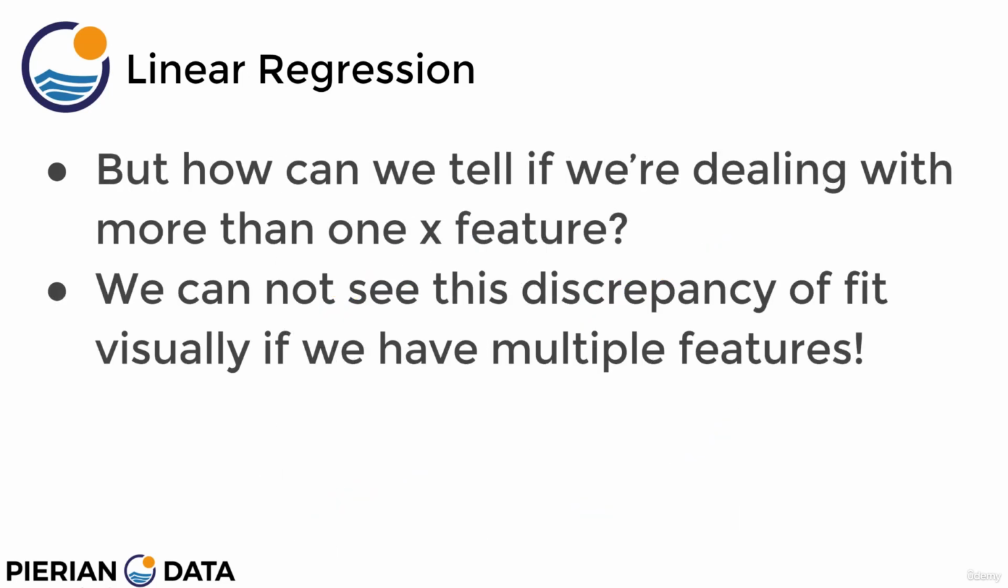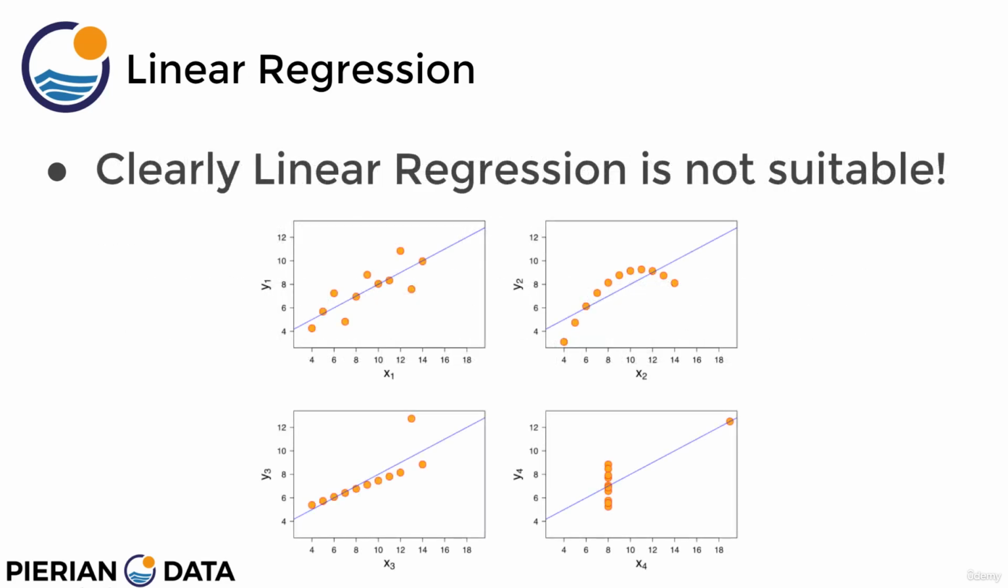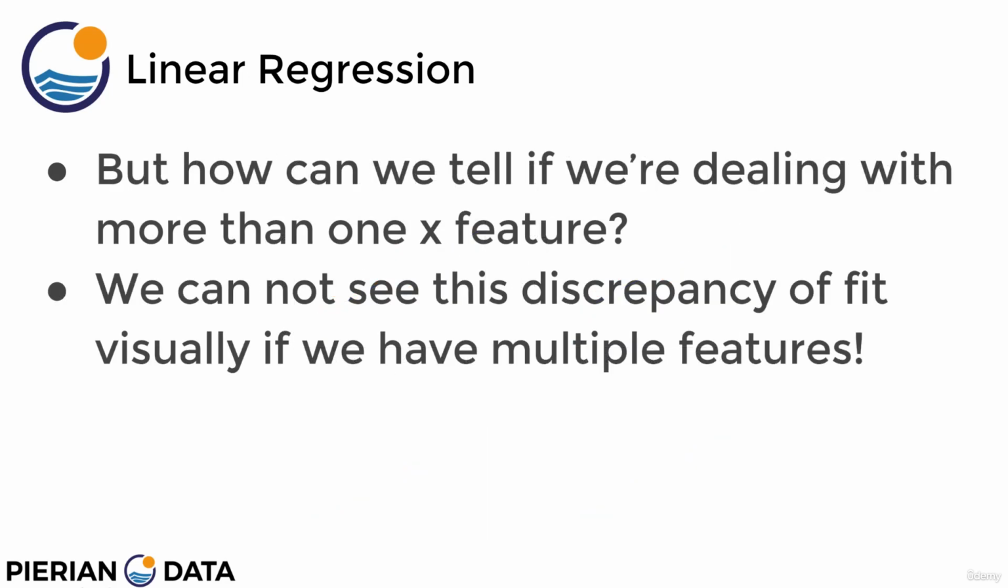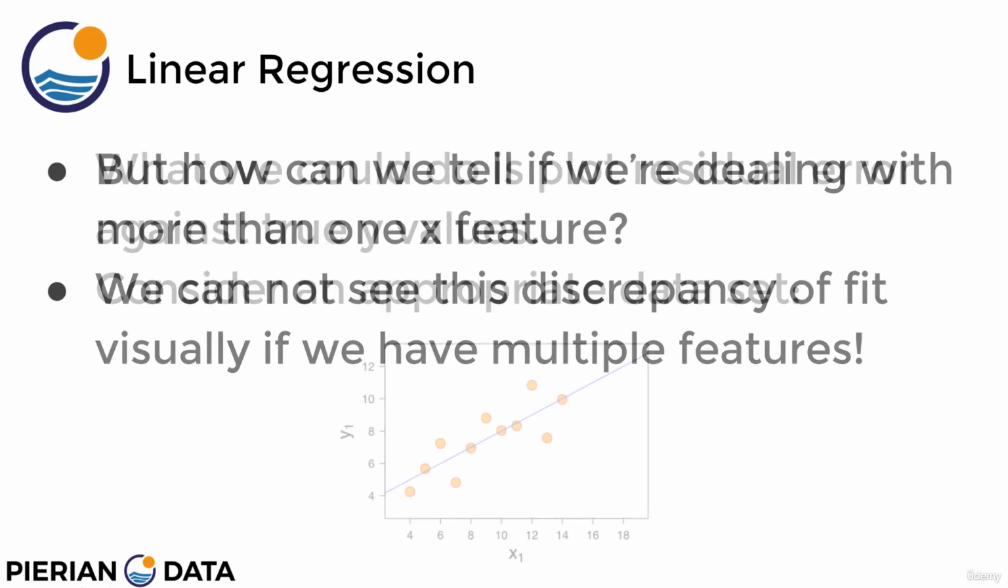So what we're going to do is try to understand how we can tell whether or not linear regression was valid if we're dealing with more than one x feature. Here, it's really easy to tell, but we're limited to one feature. I'm just plotting y versus x, and since I have a single feature, I can very easily tell visually that for 3 of these, this line doesn't really make sense as an appropriate fit. But we can't see this discrepancy of fit visually if we have multiple features. I'm limited by the different plots and the fact that we live in a 3-dimensional world. If I have 8 different x features, I'm not going to be able to create one of those plots of y versus x and understand if I'm dealing with a good best fit line.